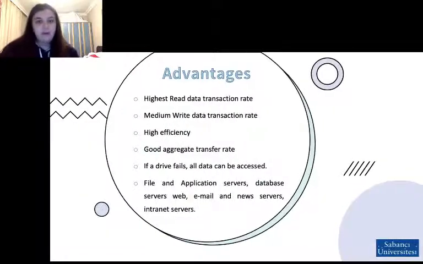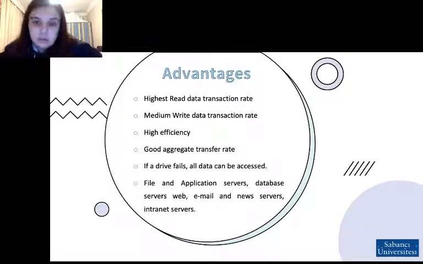Advantages of RAID 5. Disk failure has a medium impact on throughput. Highest read data transaction rate, medium write data transaction rate. High efficiency means low ratio of ECC parity disks to data disks, good aggregate transfer rate.